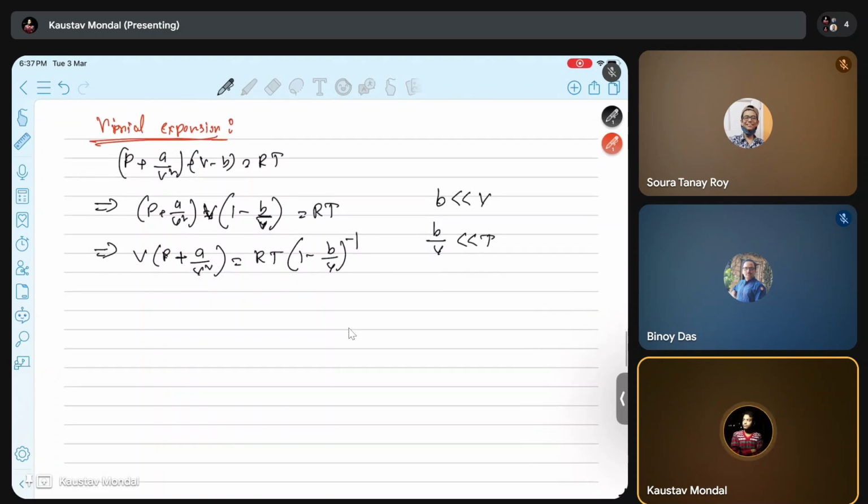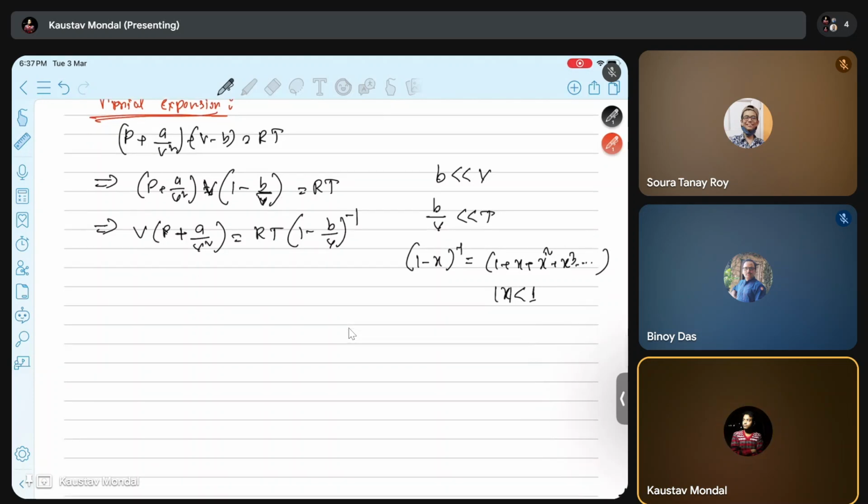So we know from binomial expansion that 1 by (1 minus x) can be written as 1 plus x plus x square plus x cube, provided the condition that mod of x is smaller than 1. So the same thing we'll be using here.